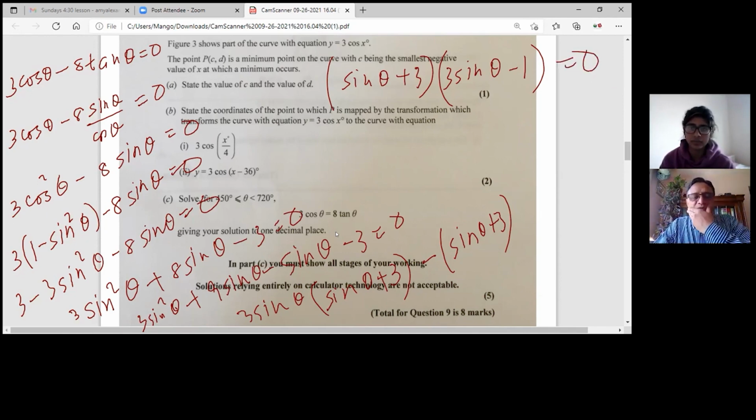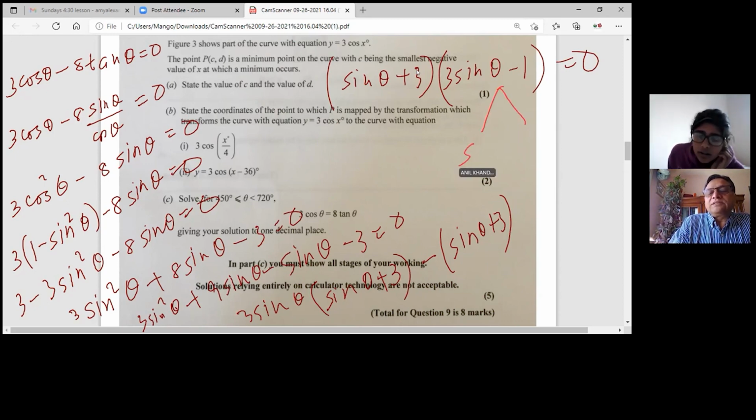So I'd like you to copy the equation. I'll erase all this and then start with the equation, because I need space to work. Now sine theta plus 3 will not give me any solution because you get a negative; sine theta is restricted between plus and minus 1. However, this other factor will give me a solution, which is sine theta equals 1/3.